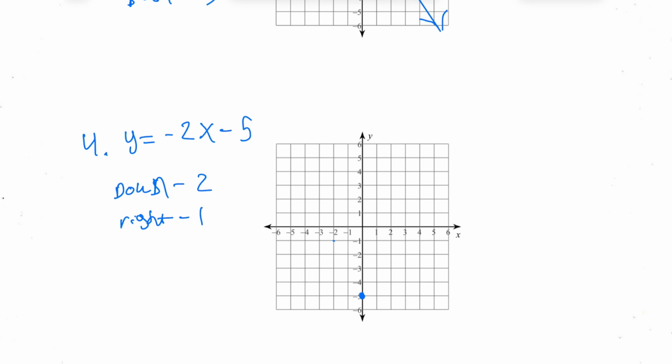If we're doing the opposite, we can just go up 2 times as long as we're going to the left instead of the right 1 time. So then to the left 1 time is here, and then up 2 times is 1, 2. And we can do as many points as we want. If you want a super accurate graph, you can make like 5 points. So just go to the left 1 time, go up 2 times, 1, 2. Now we got a couple points. Draw a line through those. And we're done with graph number 4.